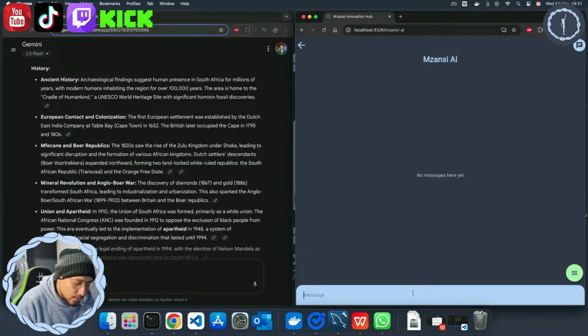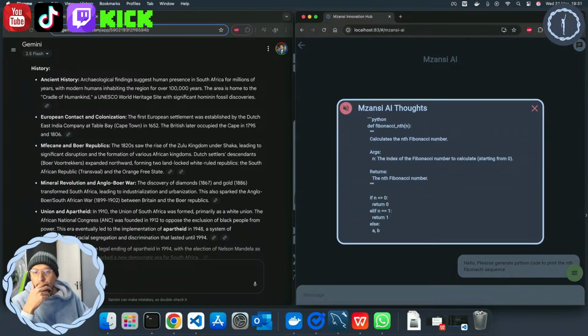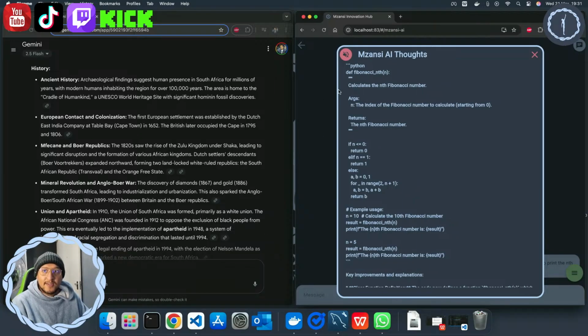And we'll ask it the question: please generate Python code to maybe print the nth Fibonacci sequence. So there, you see, it's not even doing an intro for us now, which I like. It's just getting straight to the point of here's what you're looking for. I won't click on the plus or the speaker icon because I don't want it speaking code to us.